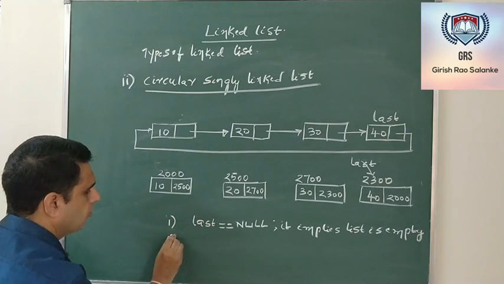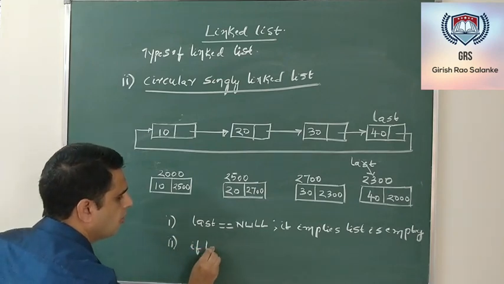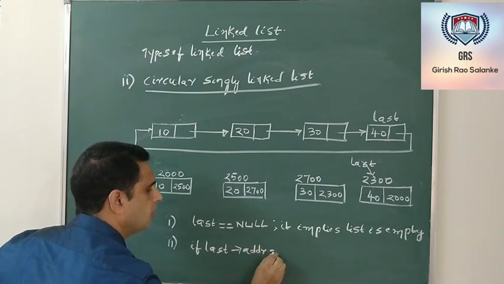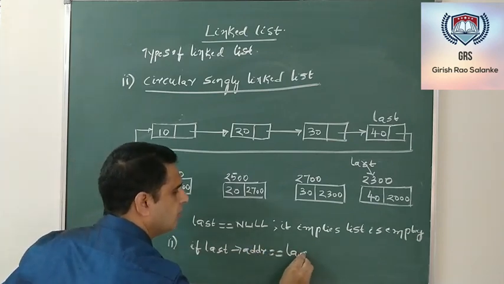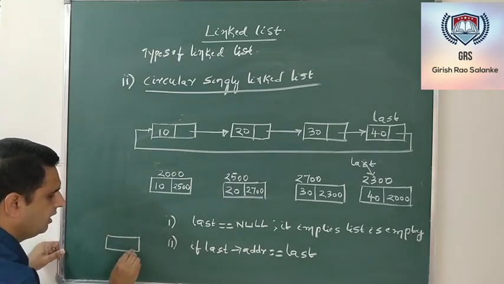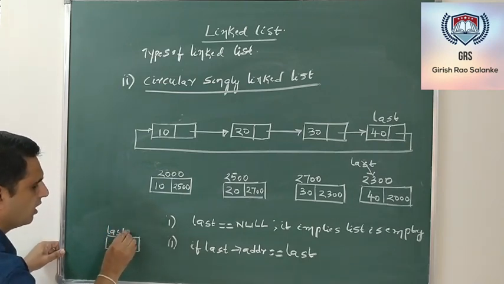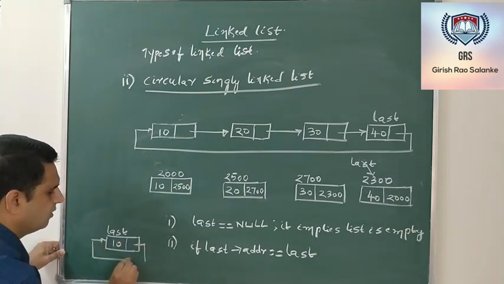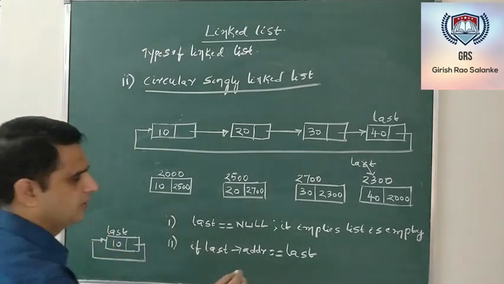Second point, if last of address is equal to last. In the sense, assume that this is my circular list wherein it is holding the address of the last node. Information 10 is stored. Now last of address is pointing to last. Then it implies that there is only one node.